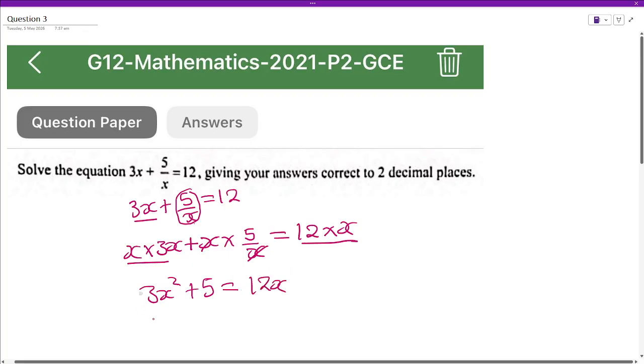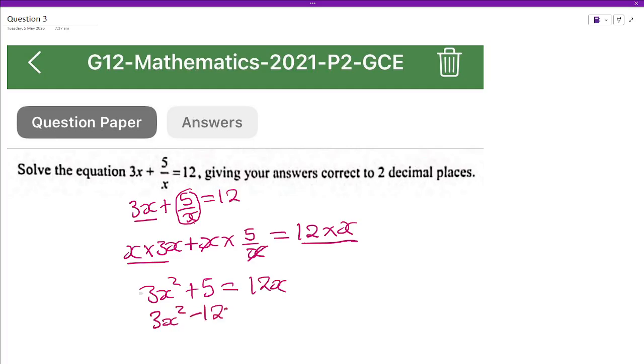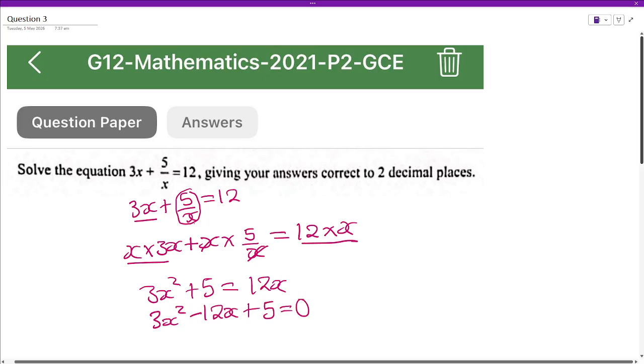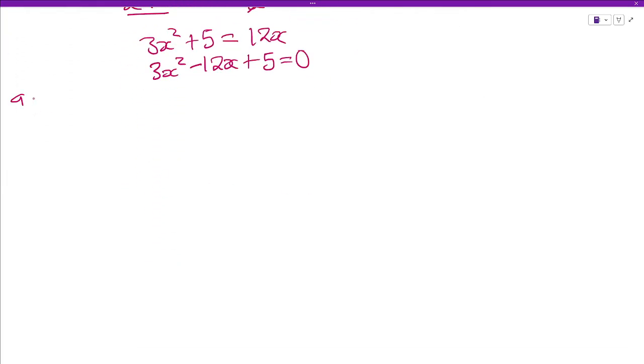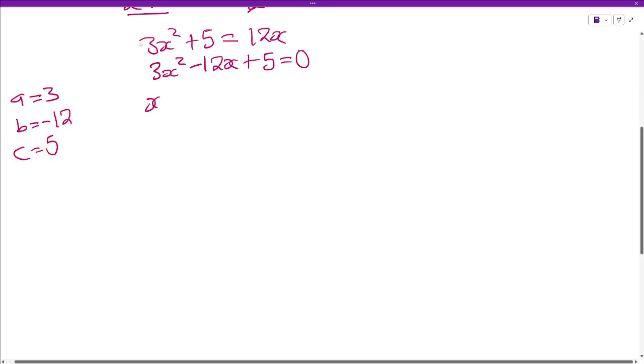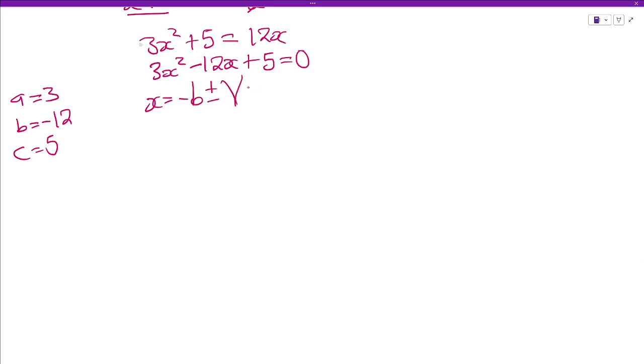At this point you can now group the like terms. Make sure that the terms are in order of a quadratic format. Okay, so now that becomes a quadratic equation. At this point we can now pick the values a, b, and c. So a is 3, b is negative 12, and then c is positive 5. So we go to our formula, x is equal to negative b plus or minus the square root of b squared minus 4ac.